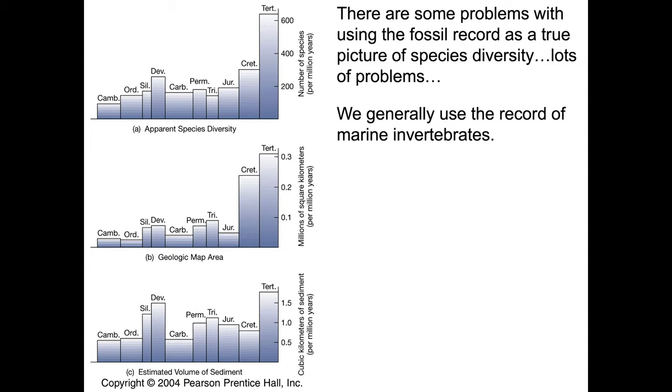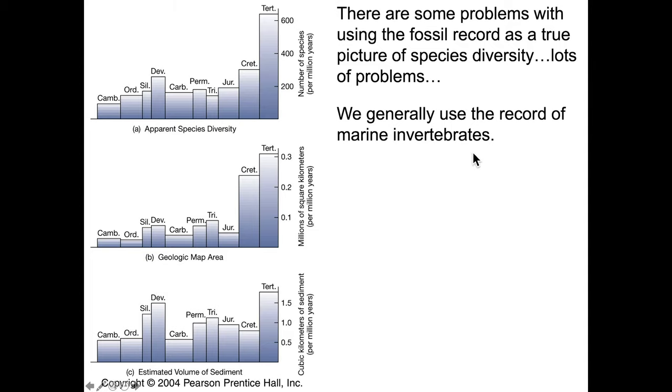When we look at the fossil record, we run into some problems. One of the problems is that land animals and land plants as well are fairly rare in the fossil record. This means we can't really use them in a definitive way to determine the biodiversity at any given time. We barely understand the biodiversity today on Earth, let alone going back millions to hundreds of millions of years. In part for this reason, mostly for this reason, we generally use the record of marine invertebrates.